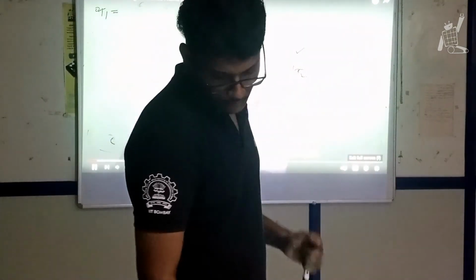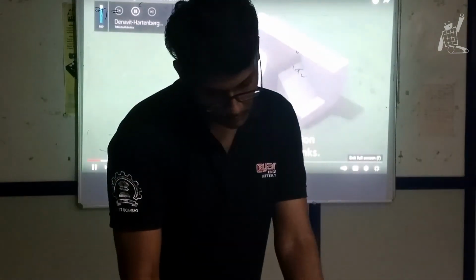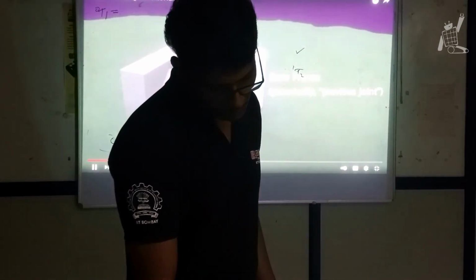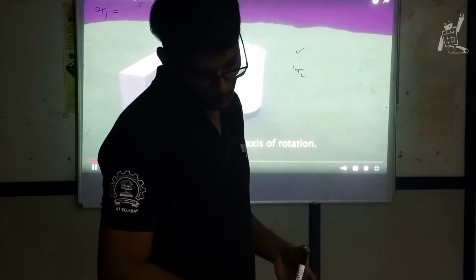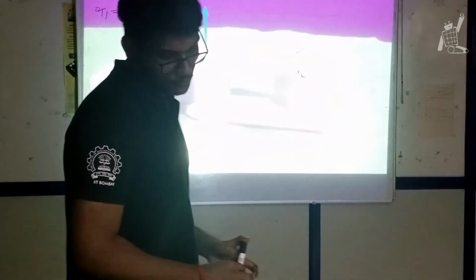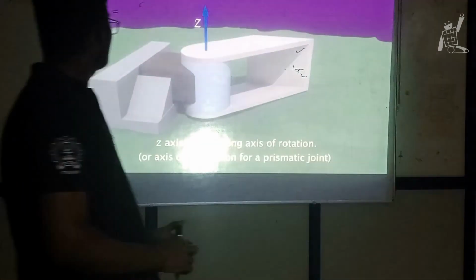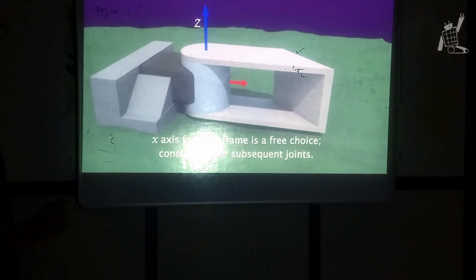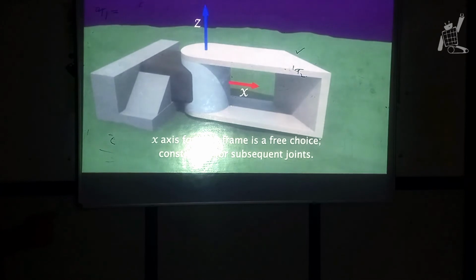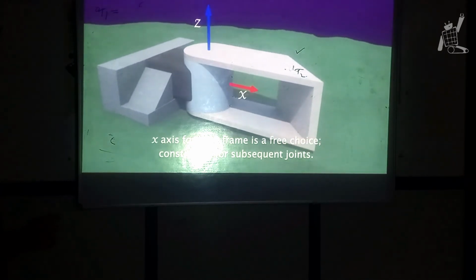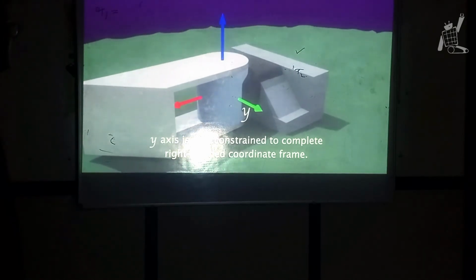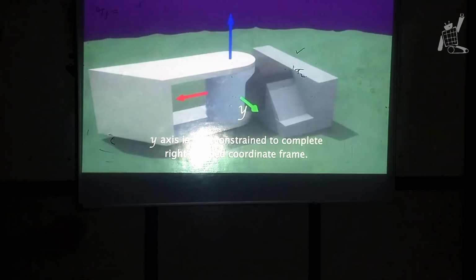This simply describes the motion of a series of linear joints. This is useful for efficient calculation of forward and inverse kinematics. The process begins by defining the z-axis along the axis of rotation for revolute joints, or the axis of translation for prismatic joints. Since this is the first joint, the x-axis is a free choice. For later joints, each x-axis will point away from the previous joint. The y-axis simply completes the right-handed reference frame.